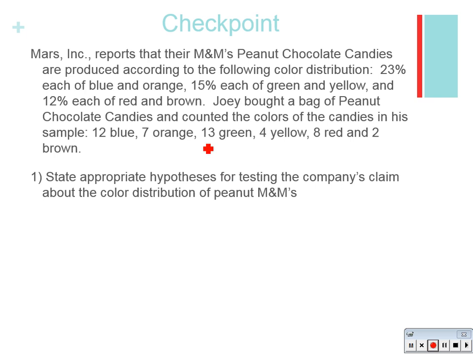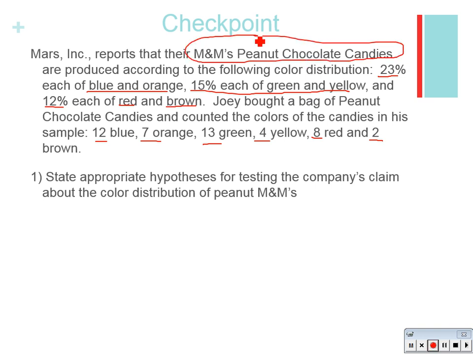So just a question here, and it says the Mars Company states that the color distributions are 23% for blue and orange, 15% for green and yellow, and 12% for red and brown. Joey bought a bag of peanut chocolate candies and counted the colors of the candies in his sample. He got 12 blue, 7 orange, 13 green, 4 yellow, 8 red, and 2 brown. So just note at the top here that this is a little bit different than a regular bag of M&Ms. This is what the color distribution is for a peanut bag of M&Ms.